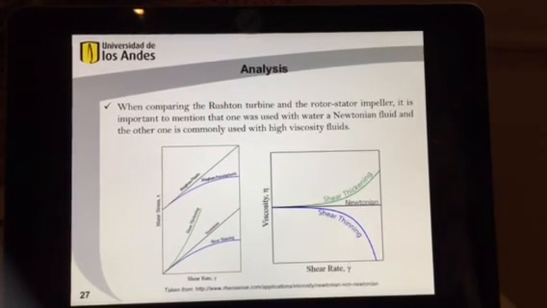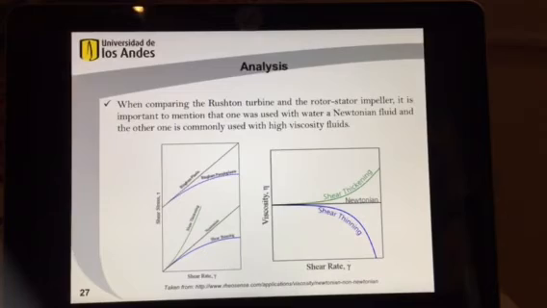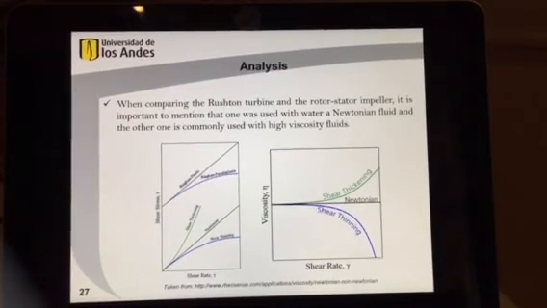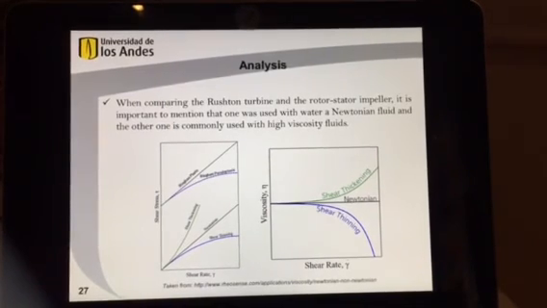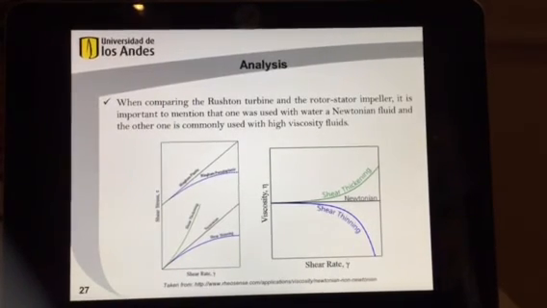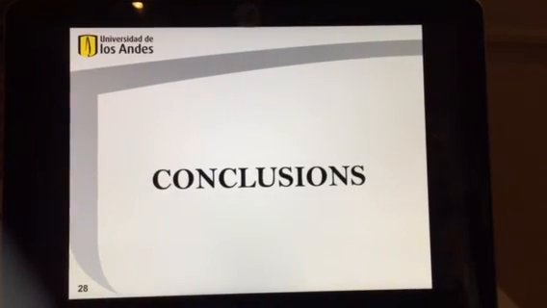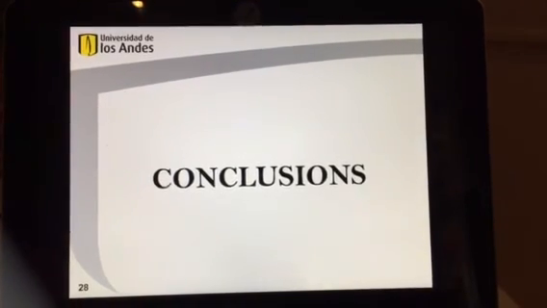Also, it gives a higher power number for the same Reynolds number as expected, since it needs more power to impart a major shear rate, so energy costs are sacrificed for a greater shear stress. To end up, we can conclude.